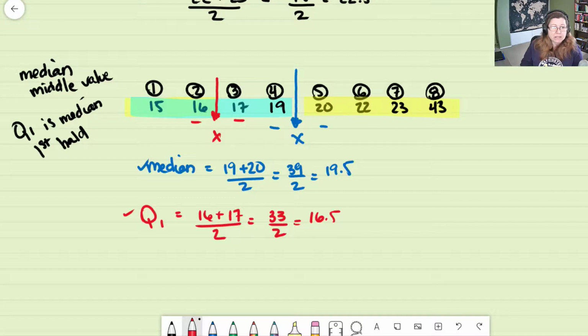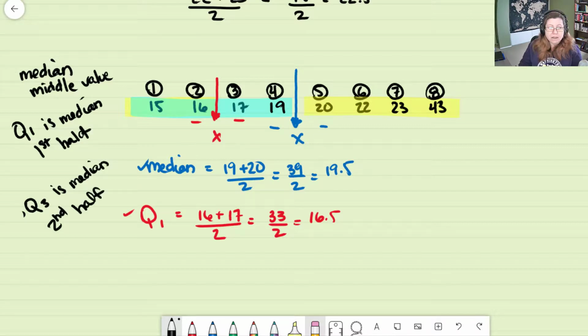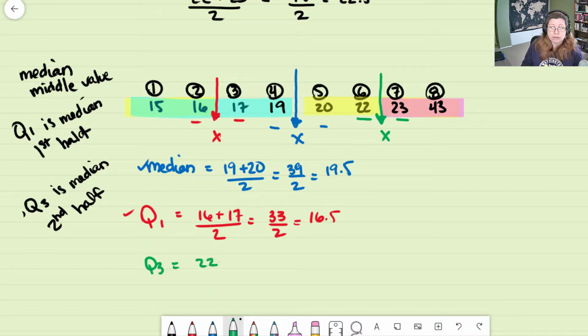Now, because Q3 is the median of the second half, then what I'm going to do is I'm going to highlight half of the yellow. Okay, so half of the yellow is highlighted in pink and half of the yellow is highlighted in yellow. And I'm looking for the middle value. But the problem is there's no middle value there. And therefore, I've got to take the average of the two straddling the line. So Q3 is going to be 22 plus 23, all divided by 2. And I get 45 divided by 2 is 22.5. So same thing as we got before.